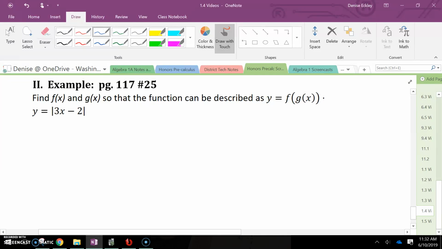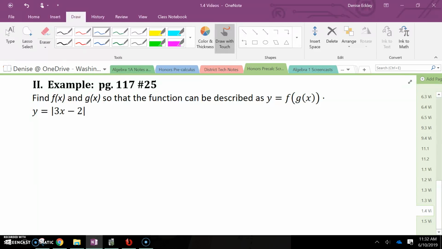Page 117, number 25. Find f of x and g of x so that the function can be described as f of g of x. And we're given that y is equal to the absolute value of 3x minus 2. Now, it does state in the problem, which I didn't write down, there may be more than one possible decomposition. So I'm going to show you two in this example.